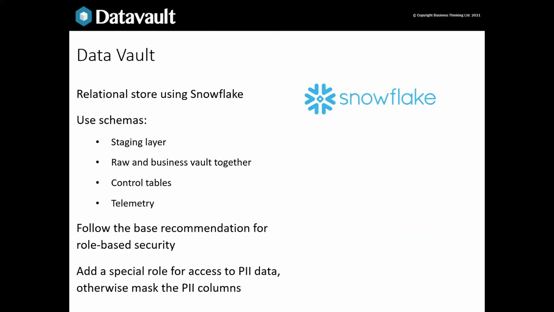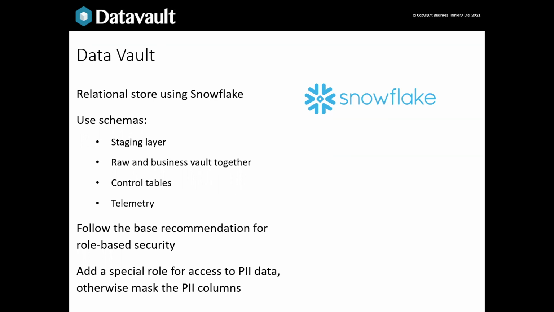Data vault layer, well, this is the business, the raw vault and the business vault together. It's a relational store in Snowflake, and we usually set up one database with several schemas attached to it. Schemas for staging, a schema for raw and business together. We have a schema often for control tables in there, and some for telemetry, and others as necessary, as you see fit.